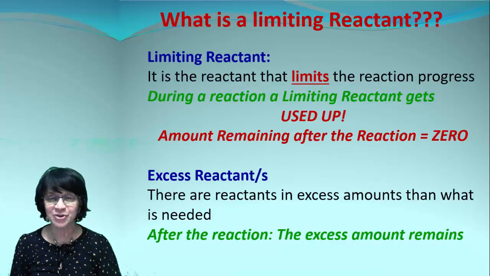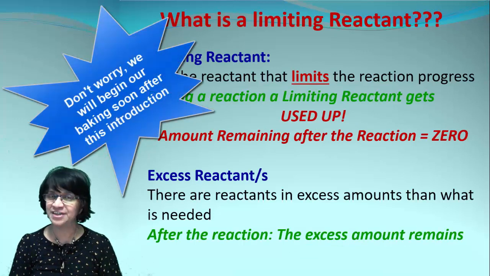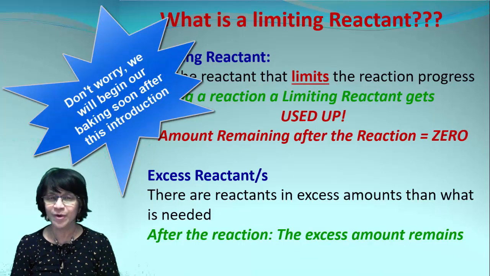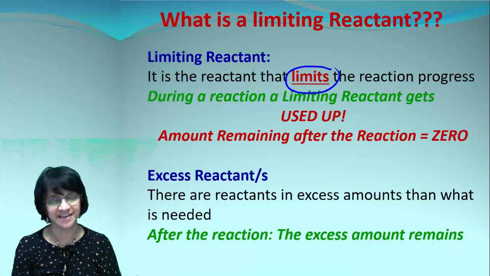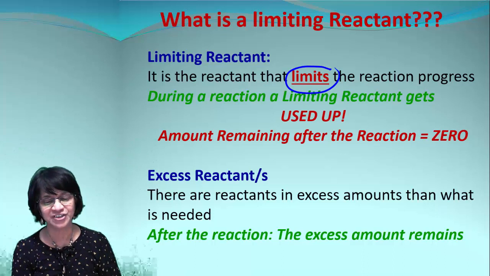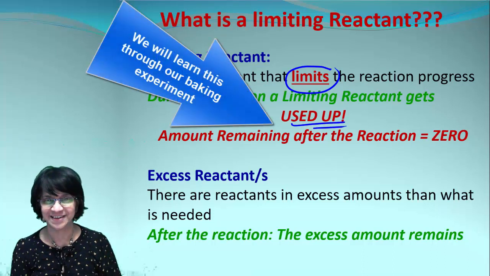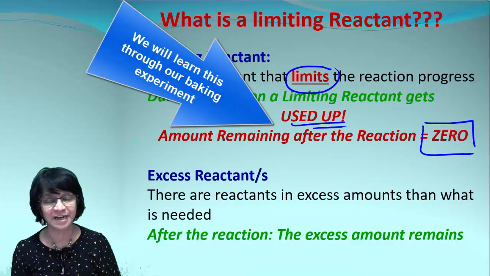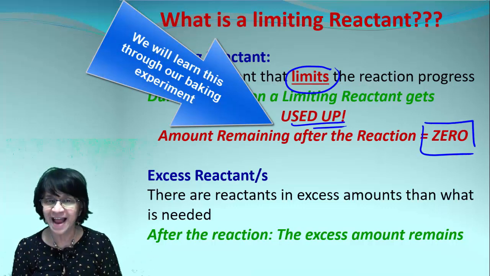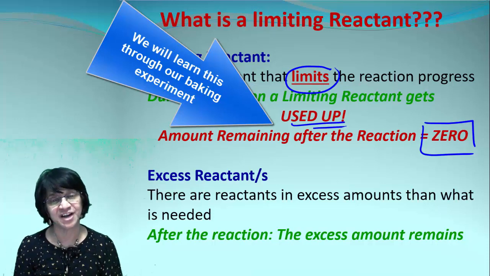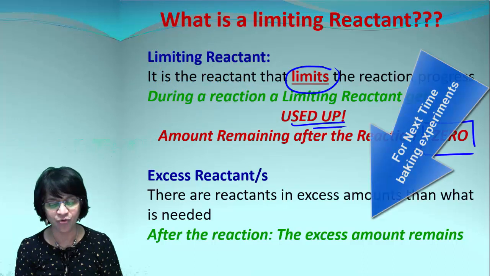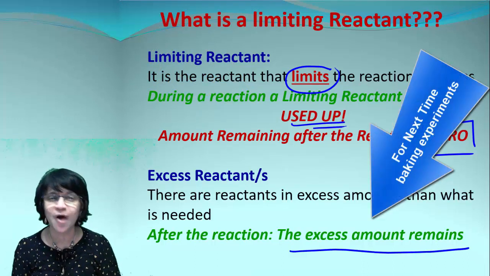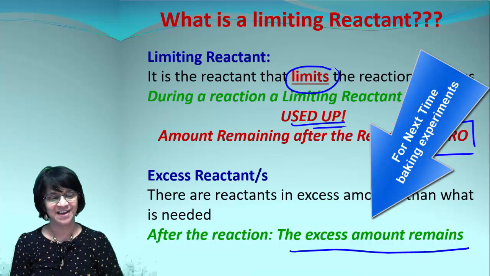Let's get ready. So just a refresher. We did this in our previous video. What is limiting reactant? That's the one which is limiting the reaction, and during the reaction it gets used up, and the amount which is remaining will always be zero. That will be all gone. Whereas we have some reagents which are excess reagents or excess reactants, and they will always be present in some quantity at the end of the reaction.